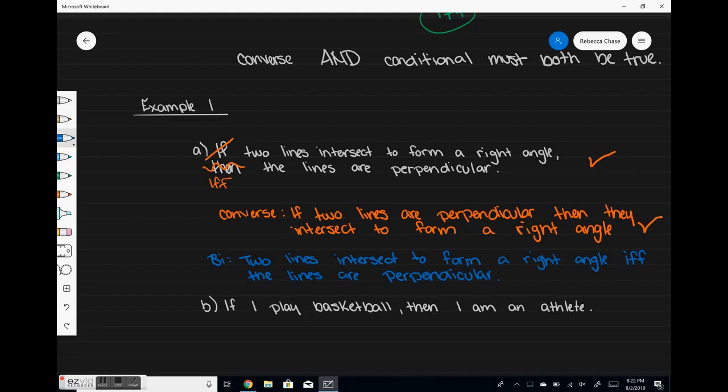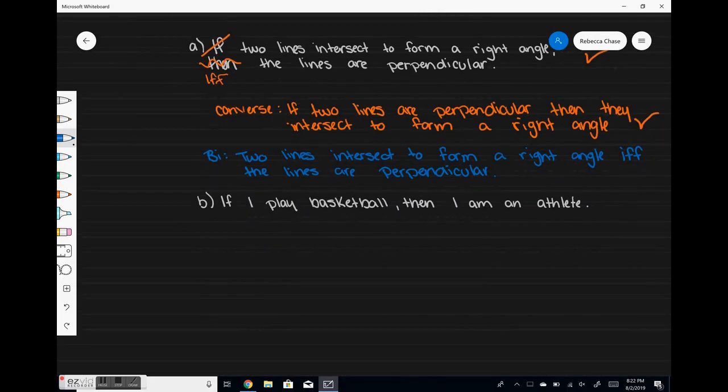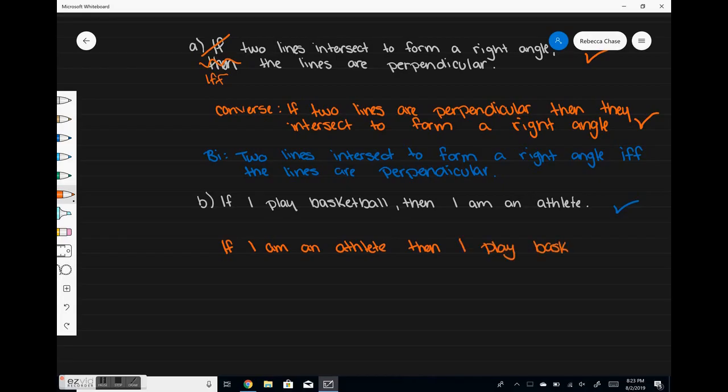Okay, so a biconditional statement is a statement that is true both ways. So from the beginning to the end and the end to the beginning, which means you can flip it, so that's where the converse comes in, and it is still true. The next example says, if I play basketball, then I am an athlete. So we look, okay, if someone plays basketball, does that make them an athlete? Yes. Then I look at the converse. So when we flip that, I would say, if I am an athlete, then I play basketball.